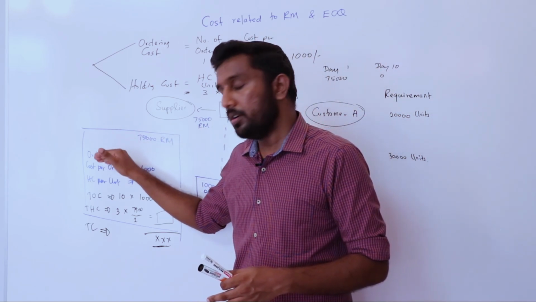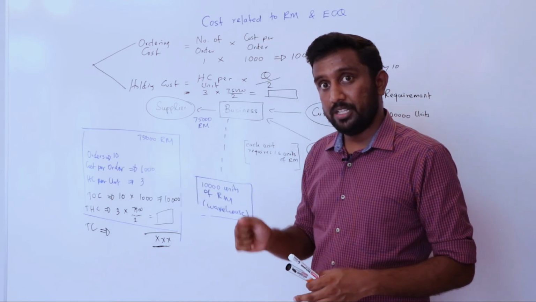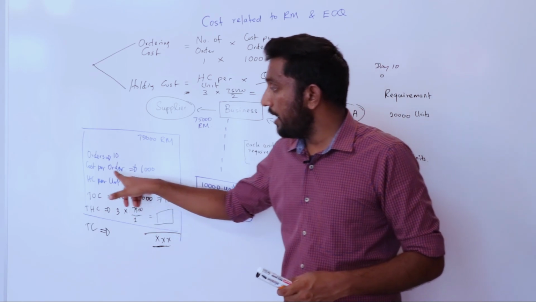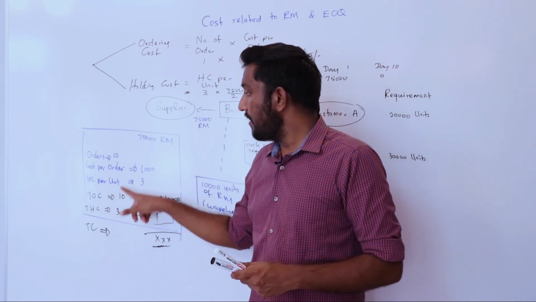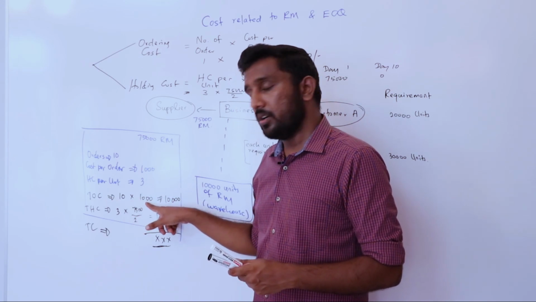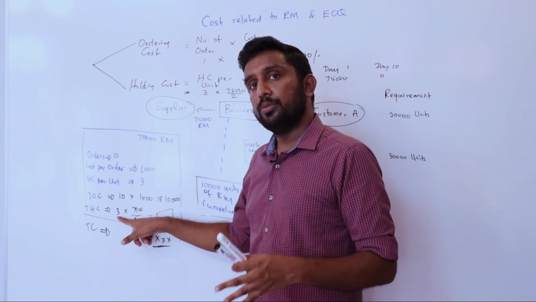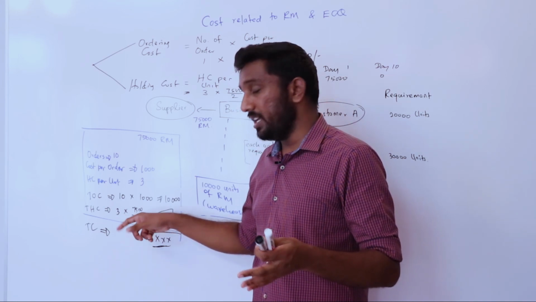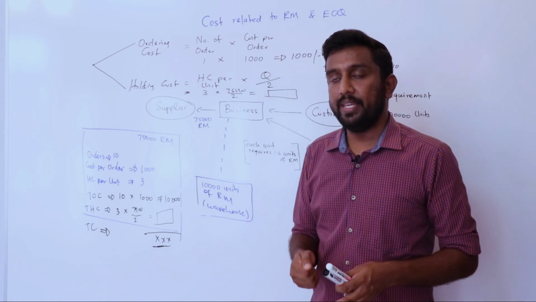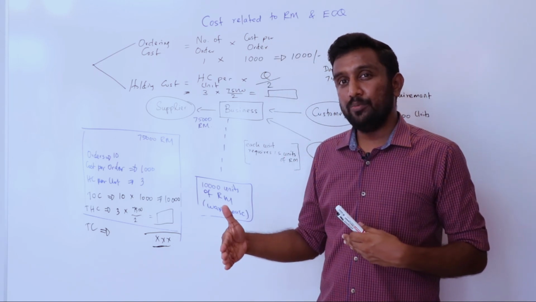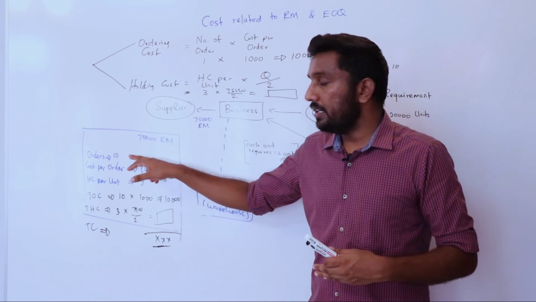They plan for 10 orders, the cost per order is 1,000, and the holding cost per unit is 3. So I calculate these two. Total ordering cost: we have 10 orders, each order costs 1,000, so 10,000. Total holding cost: the holding cost per unit is 3, and I'm going to hold only 7,500, because my maximum will be only 7,500 as I am making 10 orders.